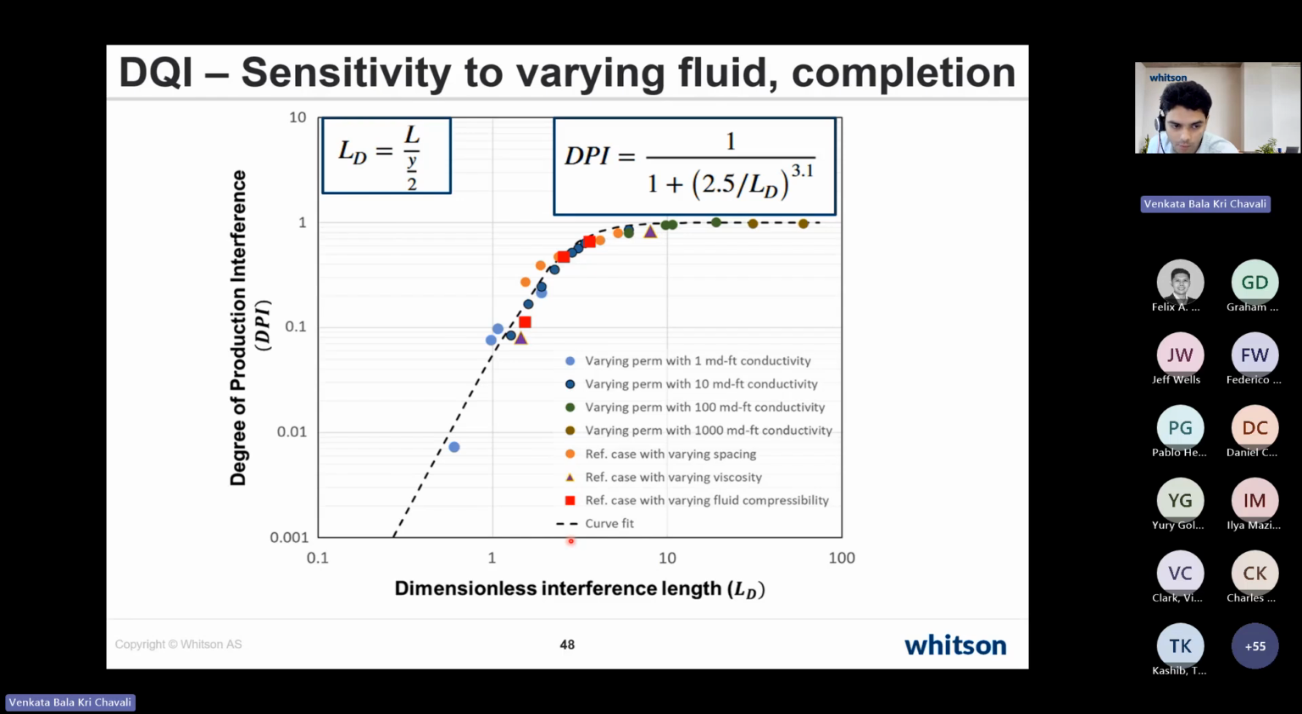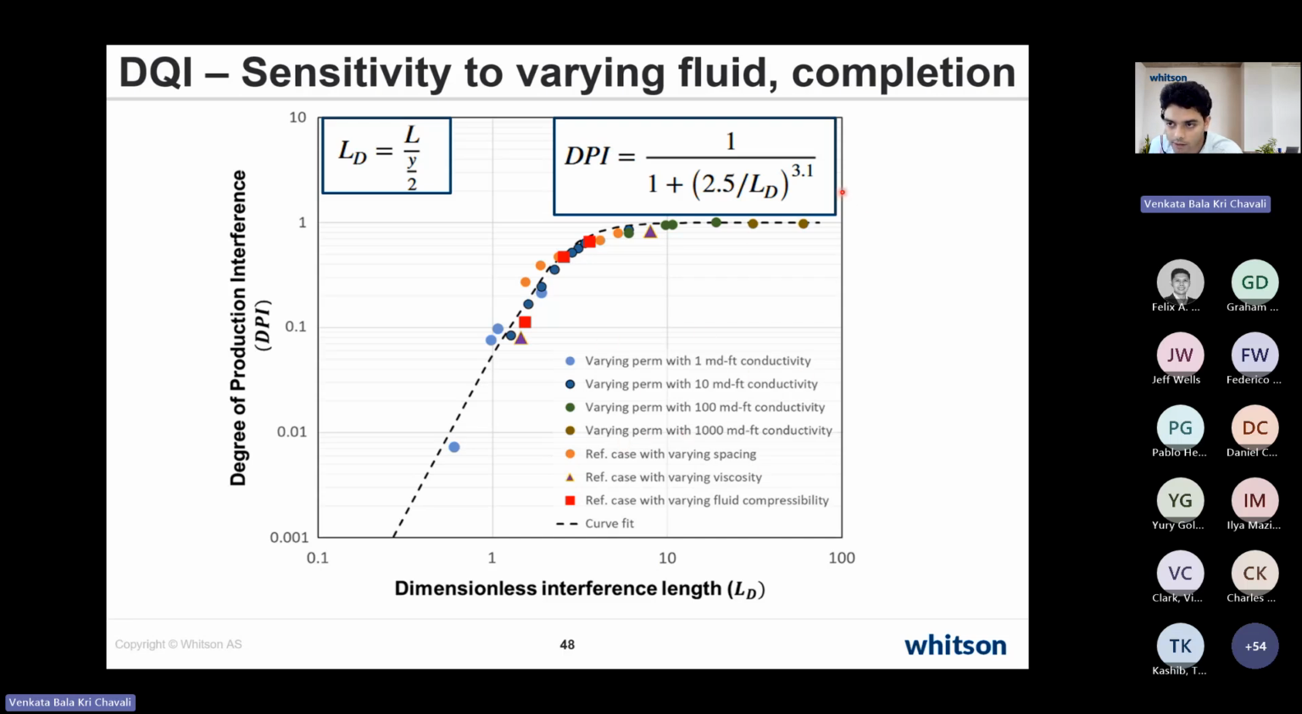And what the authors of the paper did at Devon is they ran a whole bunch of simulations with these well pairs, and they varied perm at different conductivities. They varied the spacing, they varied viscosity, they varied compressibility. They had all of these different simulations, and they saw that they were lining up along this line here. So they derived an empirical way to estimate the DPI given the LD itself. So thankfully, we don't have to run all of these simulations.